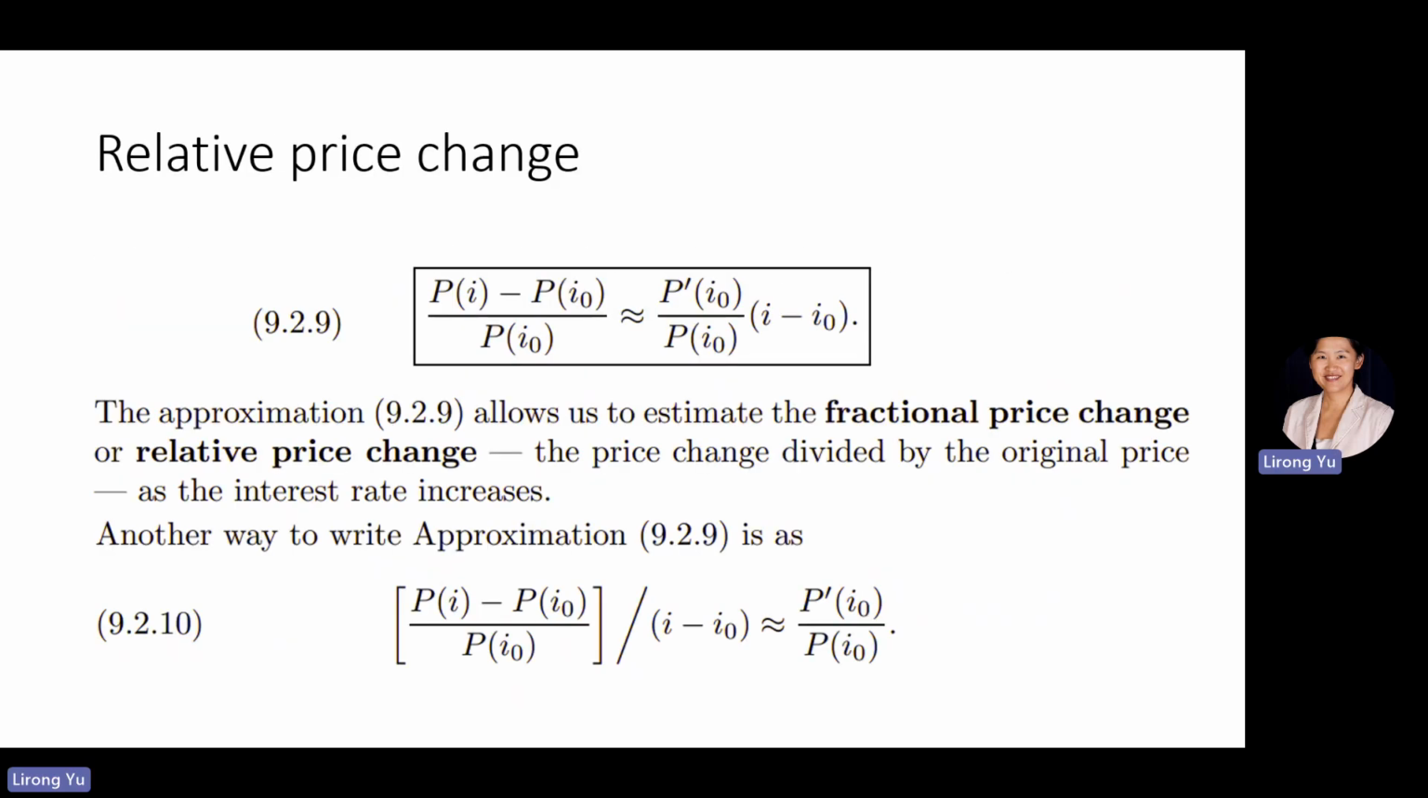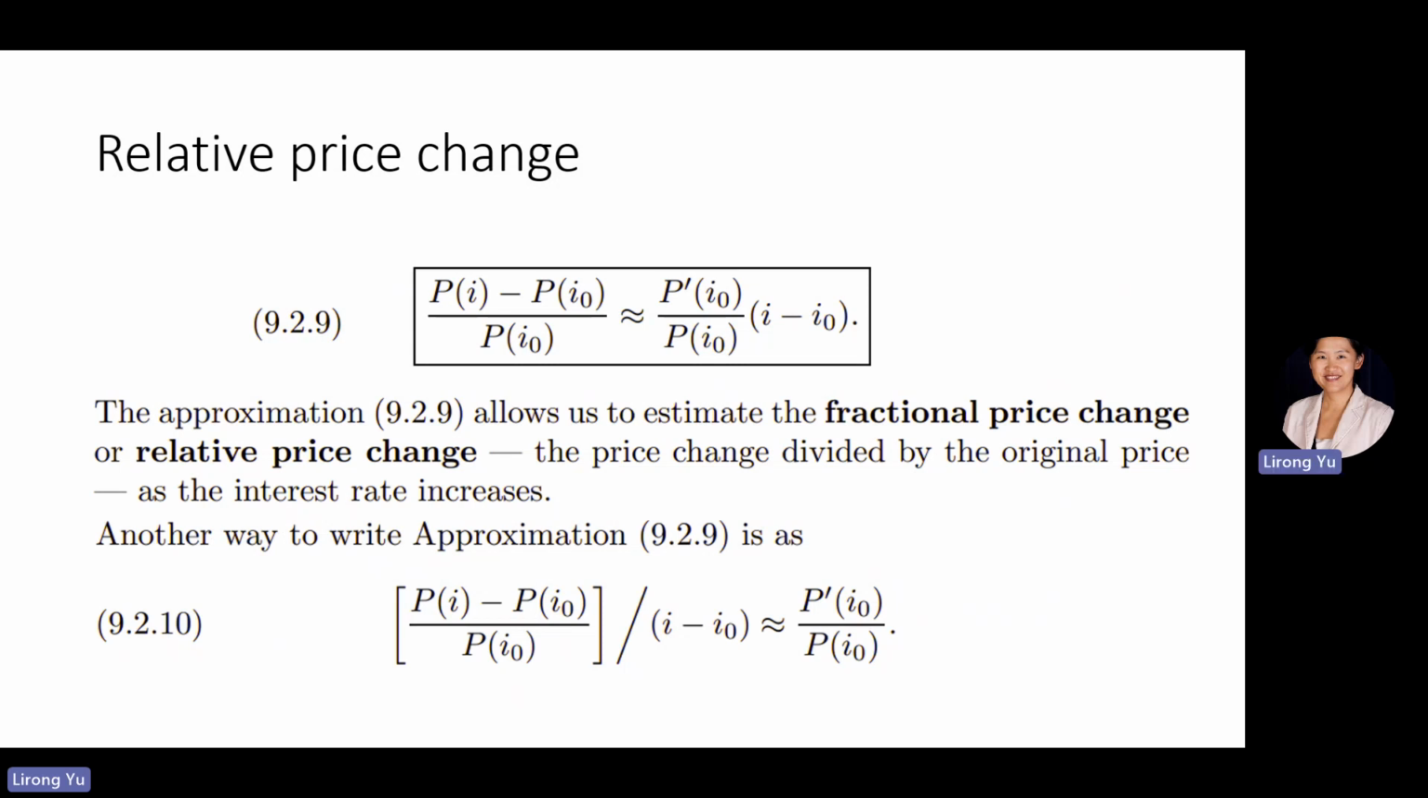Actually in this part, point 5, we move on to talk about relative price change. Using the formula 9.2.9, we're calculating what's called a fractional price change or relative price change. P(i) minus P(i0) is new price minus old price. That's a price change. So you divide it by P(i0), that gives you the price change relative to the old price. That gives you the fractional price change or relative price change.